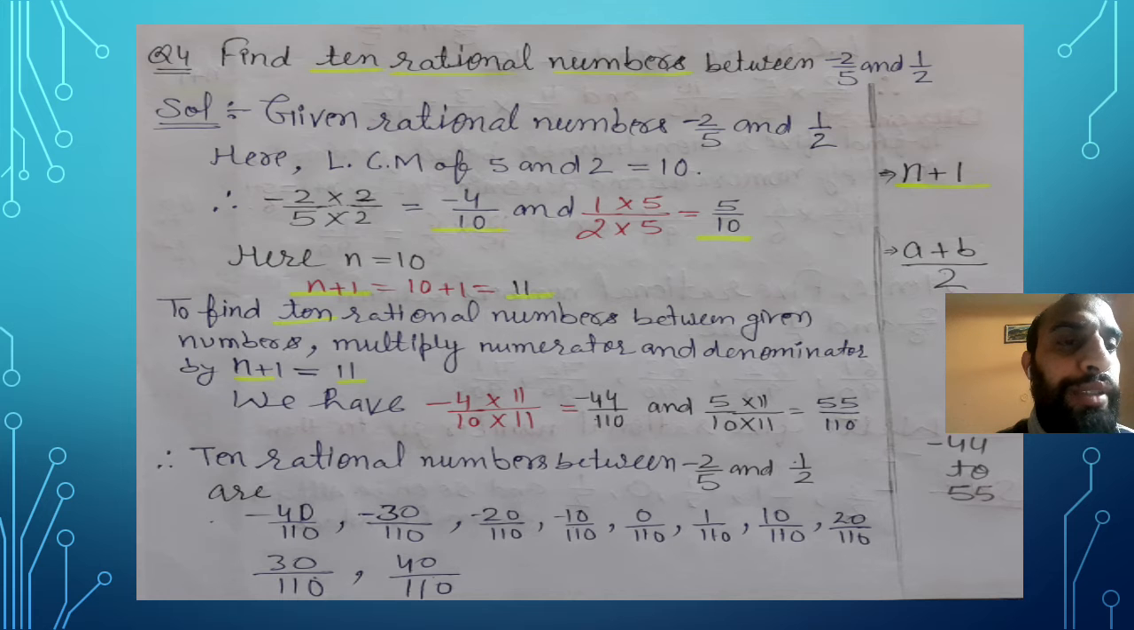We have two rules here. One is the n plus 1 rule. One is the a plus b upon 2 rule. Both methods are correct. According to the first method, where I underlined in the rough area, n plus 1, n is how many numbers we need to calculate. In this question, n is 10 because we need to calculate 10 rational numbers. And if you are using the second formula, that is a plus b upon 2, then a is our first rational number, that is -2 upon 5, and b is 1 upon 2. You can select any formula from here, but let me start with the first formula, that is n plus 1.